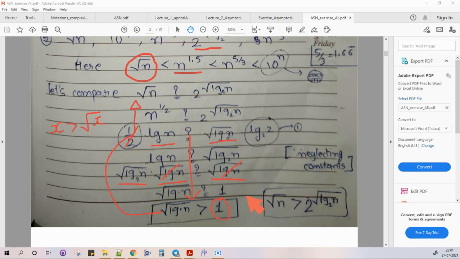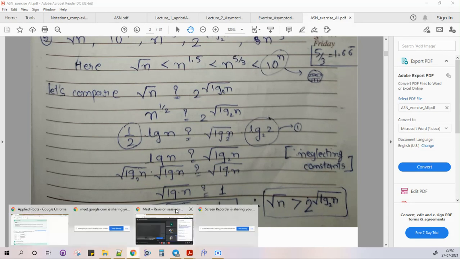Oh sorry, 1 second. It is less than root log n, no? So it would be at first place actually. 2 to the power under root log n would be at first place, because it is less than root n, right? And I don't have any option like a, b, c in the MCQ. That's why it is none of the above.